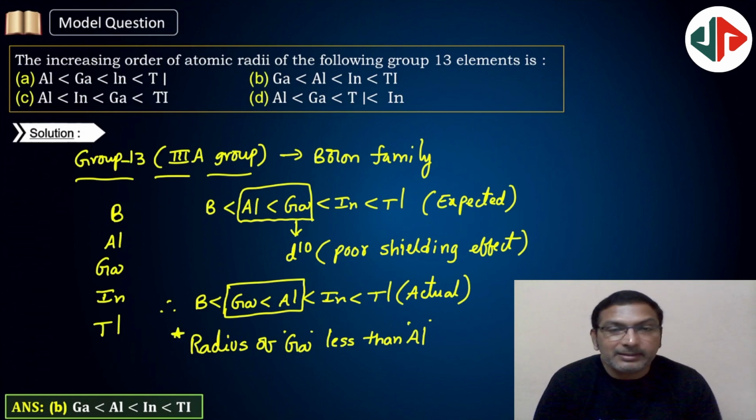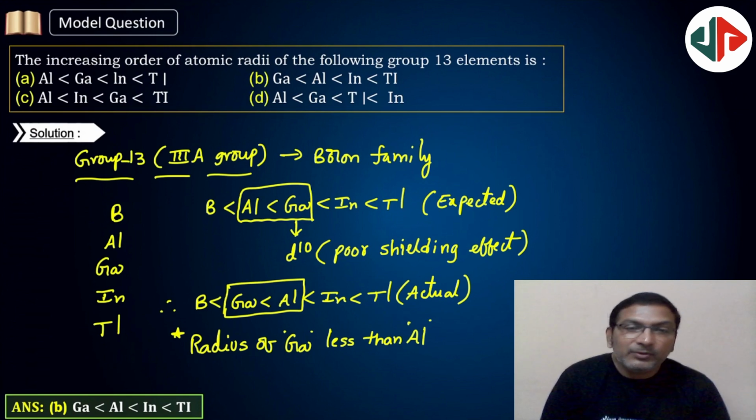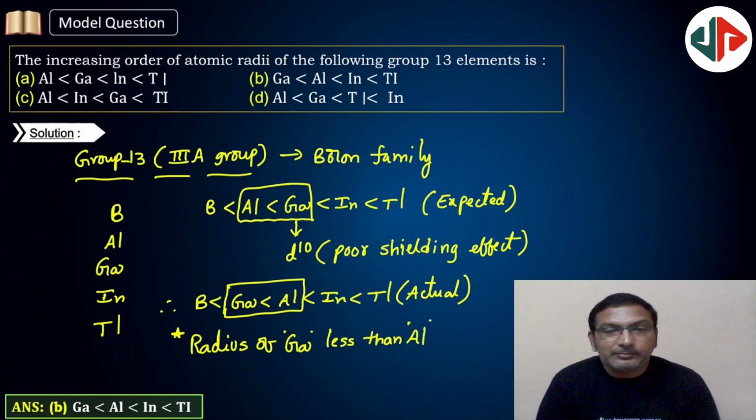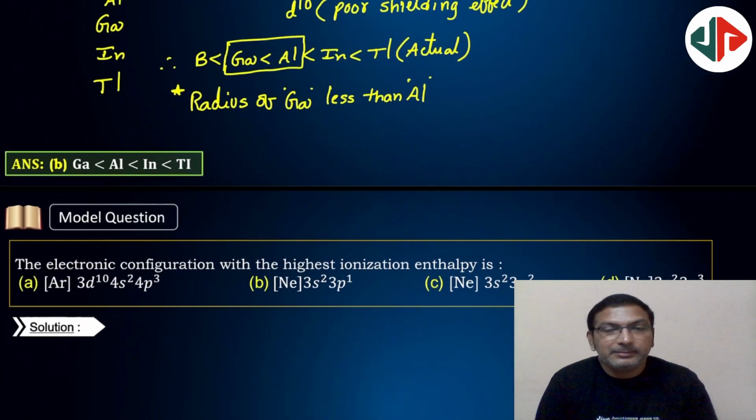All competitive exams. Expected order top to bottom increases, but here between aluminium and gallium order will be reversed. That is due to poor shielding effect of D10 configuration of gallium. Radius will be smaller when compared to aluminium. Next one.